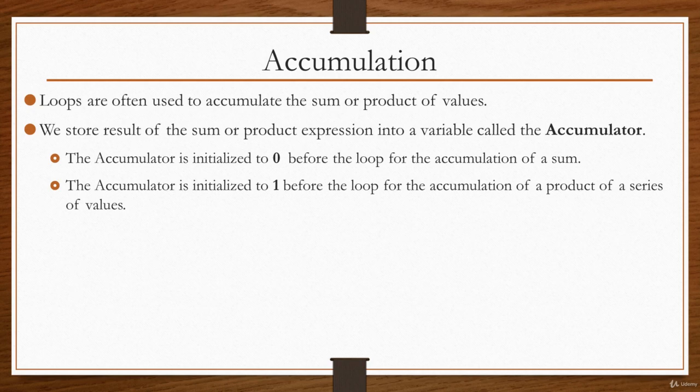Then the accumulator is initialized to 1 before the loop for the accumulation of a product. In other words, if you want to multiply a bunch of integers together, for example, then you will initialize that accumulator to 1 instead of 0. Because if you multiply 0 with something, then you get 0, as we'll see in the next example.